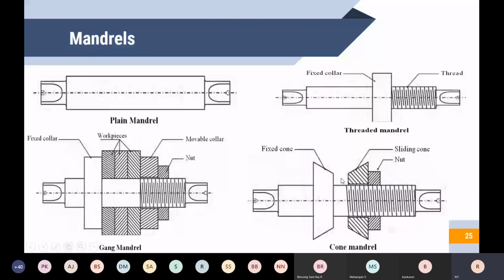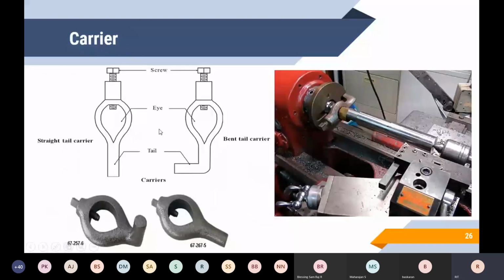Another thing is carriers. When the workpiece is held and machined between the centers, carriers are useful in transmitting the driving force from the spindle to the work by means of the driving plates and catch plates. For example, the work is held inside the eye of the carrier, tightened by the screw. So this is the screw to tighten the job. You can see that this is a catch plate. Previously, I told you this is the carrier.